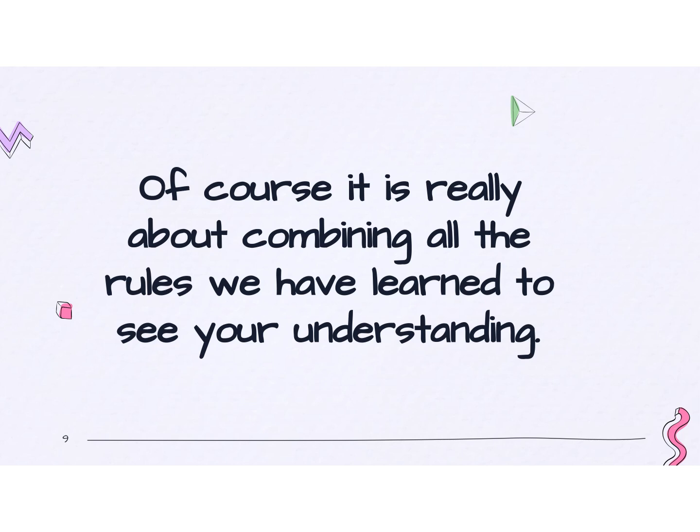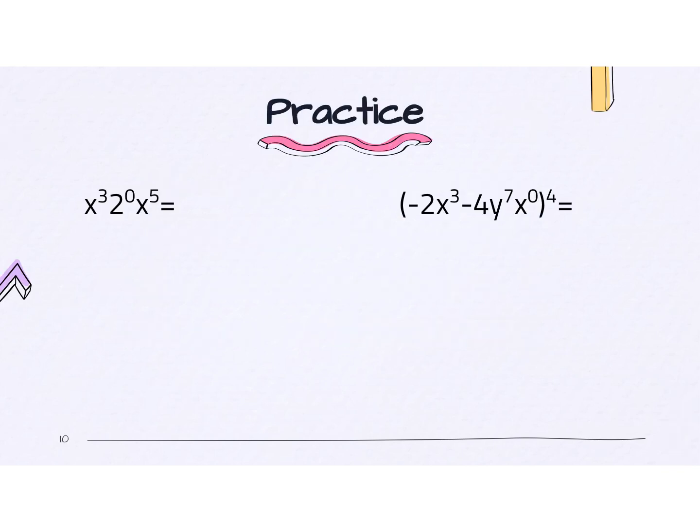So of course it's really not that simple, right? What we're going to end up doing is combining all of our rules so that we really make sure we have that understanding of how to use them all in conjunction with each other. So let's take a look at this practice. What do we have? We have this and we have this. From my previous videos, you see that I have combined things in the idea of combining like terms and then solve them individually. I'm going to keep doing that.